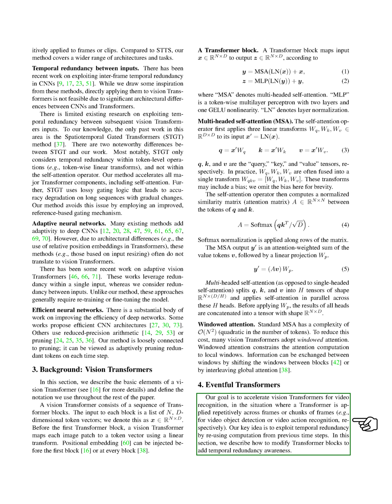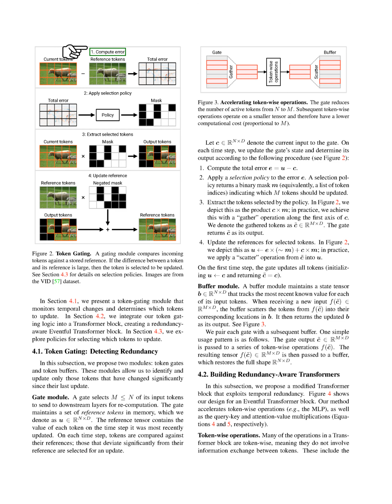We'll first explain how we can modify transformer blocks to make them aware of temporal redundancy. Then, we'll introduce a token gating module that keeps track of temporal changes and decides which tokens need to be updated. Following that, we'll show how we can incorporate our token gating logic into a transformer block, resulting in a redundancy-aware eventful transformer block. Lastly, we'll discuss strategies for choosing which tokens to update. Let's start with token gating, a method we use to detect redundancy.